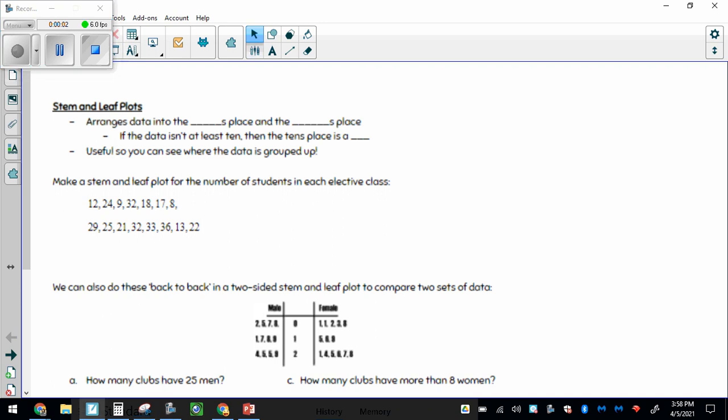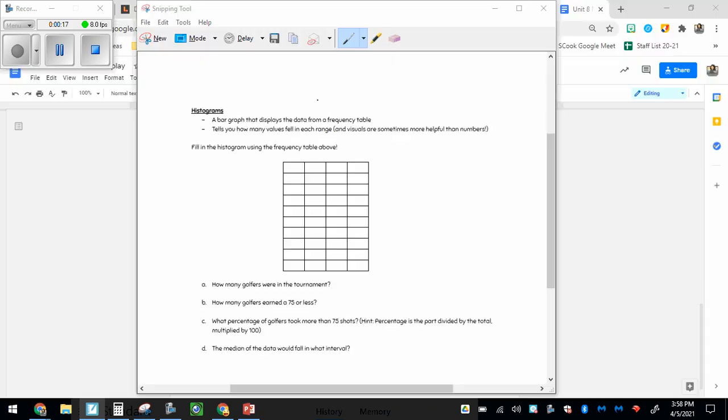Today we are doing all of the data display, so all different ways to set up data. So the first one that we're going to do is a stem and leaf plot. Now stem and leaf plots arrange data into the tens place and into the ones place. The leaves are always going to be the ones place.